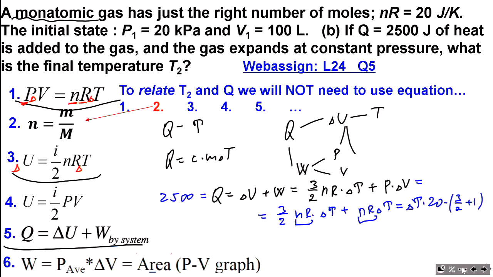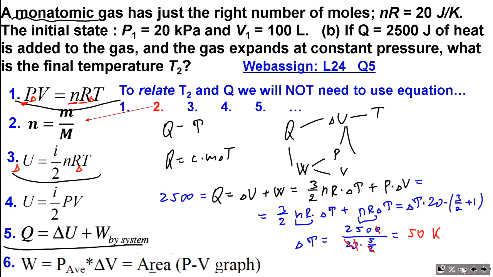So now, to calculate the change in the temperature, all I have to do is divide 2500 over 3 over 2 plus 1. 3 over 2 plus 2 over 2 is 5 over 2. So it's 20 times 5 over 2. Start crossing out zeros, 2's. 25 over 5 is 5 Kelvin.